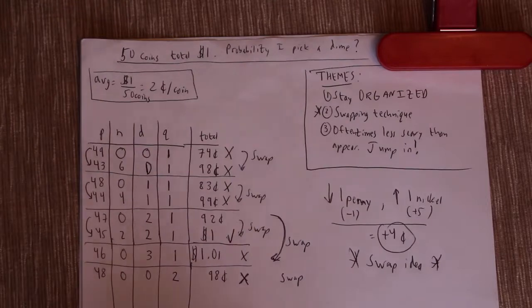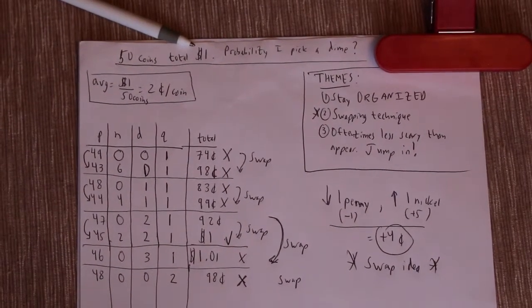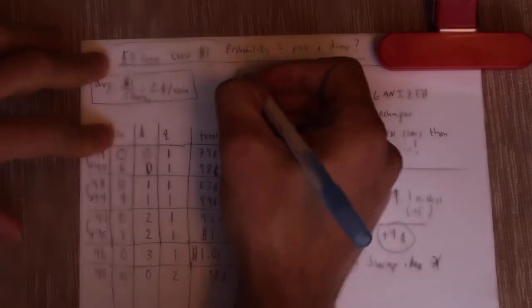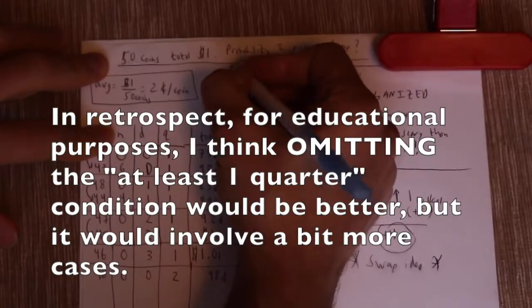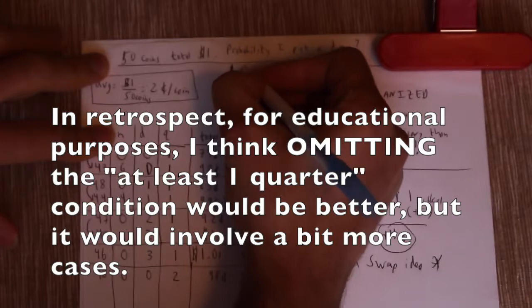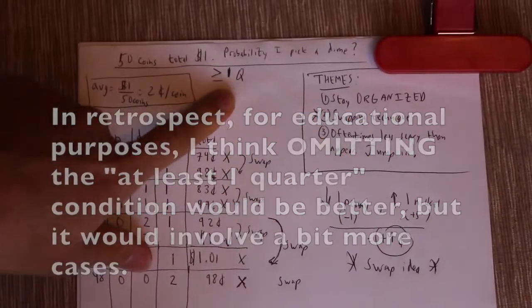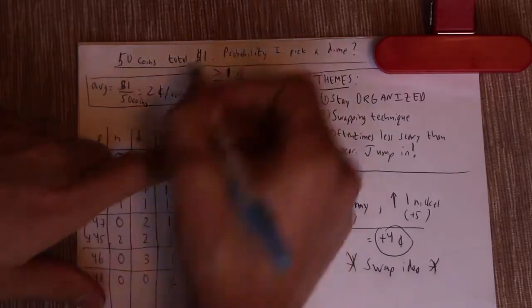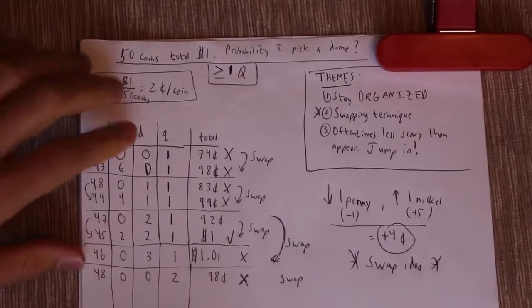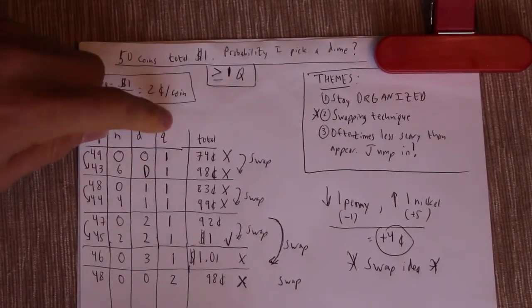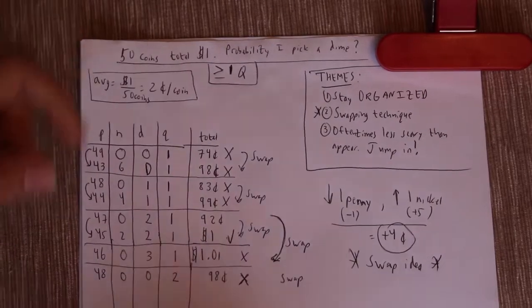I forgot to mention in the problem that we are told that there is at least one quarter. So there's greater than or equal to 1 quarter. That is very important. Now, here's the part about staying organized. You can see my little table over here. This is the number of pennies, nickels, dimes, quarters, and this will be the total.